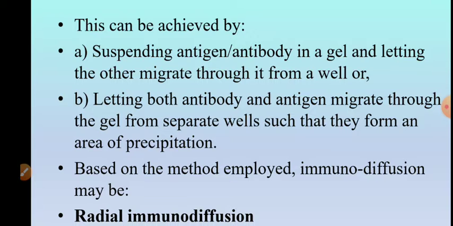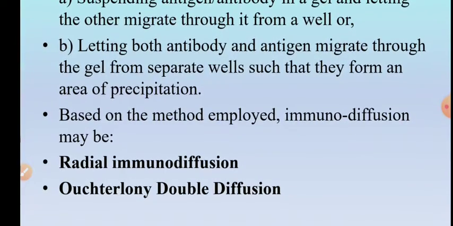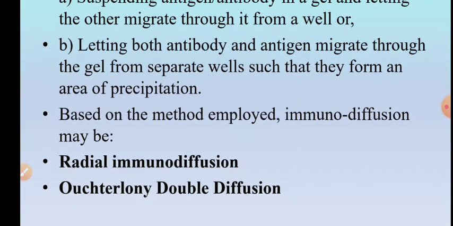What diffuses out is the antigen. So the name single. And because we are placing the sample in the well and the sample diffuses in all the directions, that is why the name single radial immunodiffusion. Okay. Now letting the antibody and antigen migrate through the gel from separate wells such that they form an area of precipitation. Now based on what method you are applying, immunodiffusion may be radial immunodiffusion, and number 2, Ouchterlony double diffusion.